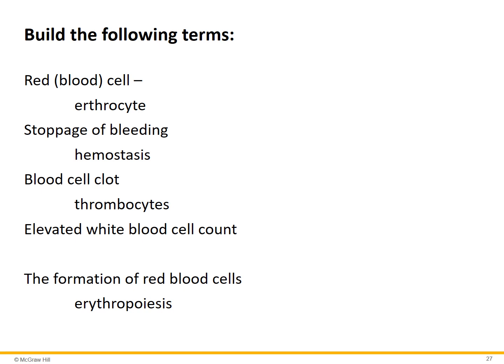If you have an elevated white blood cell count, which could indicate an infection, that would be leukocytosis. Formation of red blood cells: erythropoiesis. So we've finished everything in Unit 2.